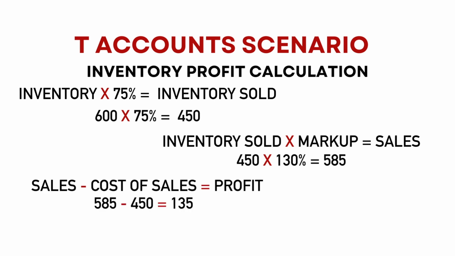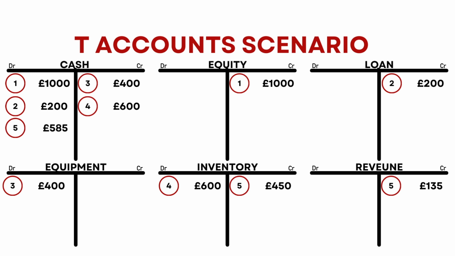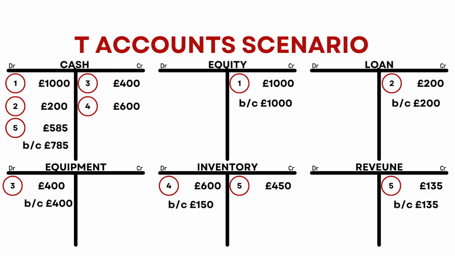To calculate the profit made from the sale of the inventory, we will take the 585 made in cash minus the inventory sold, which gives us £135 in profit. Going back to the T accounts, we will debit the cash account for 585. We credit the inventory account by 450 because it decreased by £450. Last, we would credit the retained revenue account with the profit made of 135. Overall, the T accounts together give us the general ledger. Closing off the accounts shows that the debits and credits are balanced at 1,350.